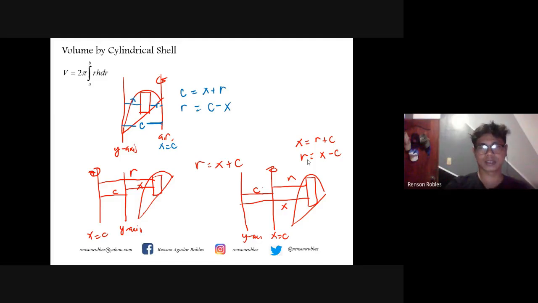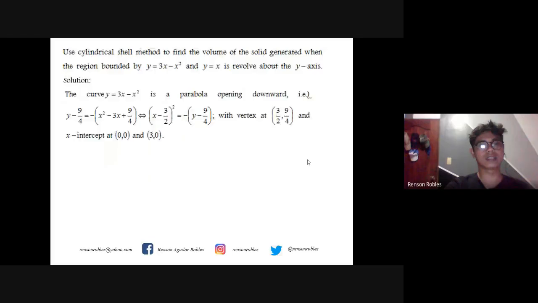Okay? Then let's take a problem. You take a screenshot of this. 1, 2, 3, 4, 5. Hindi ko to masisend sa inyo kasi nadidelete yung annotation. Pag nag-move na ako ng slide, nadidelete na yung annotation. Okay.